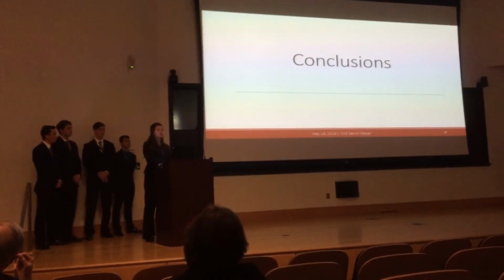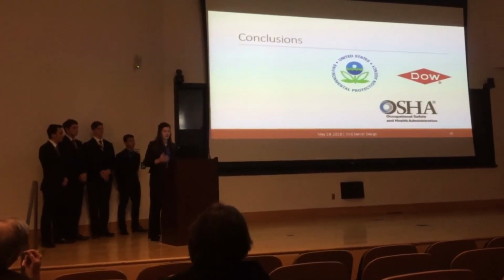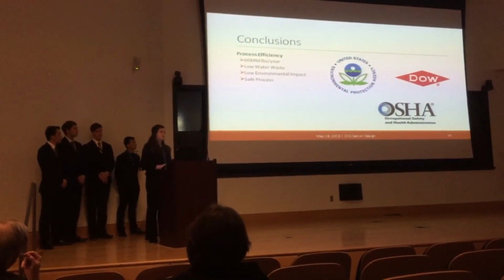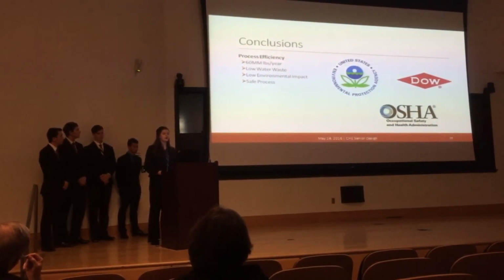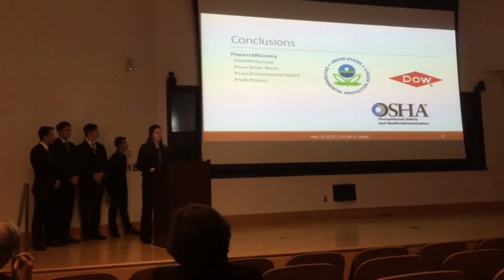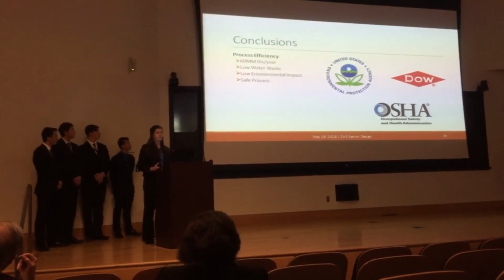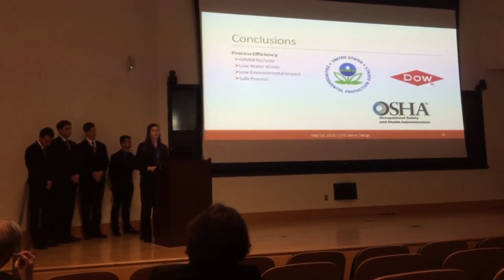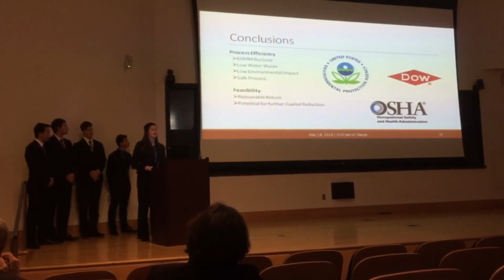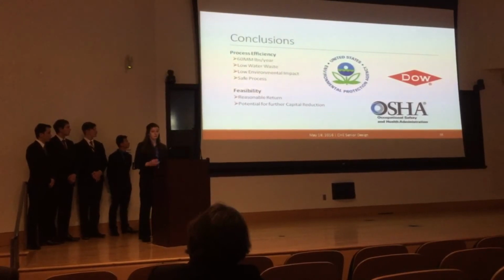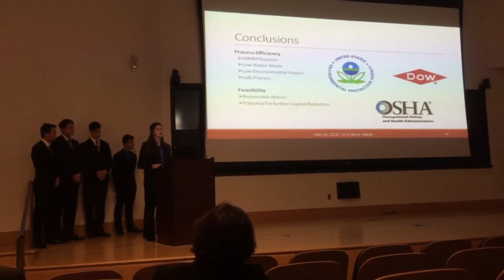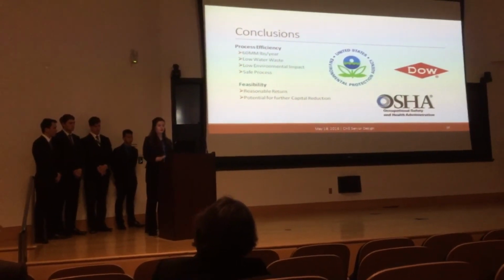We're now going to walk you through conclusions based on all of the wonderful things we just covered. Our process is efficient. We've reached our target of 60 million pounds per year. We produce 62 million pounds per year. We have low water waste, low environmental impact, and a safe process, both for our operators and for the environment. We're also feasible. We have a reasonable rate of return even on our worst case scenario, and we have the potential for future capital reduction and possibly the potential for increased revenue.